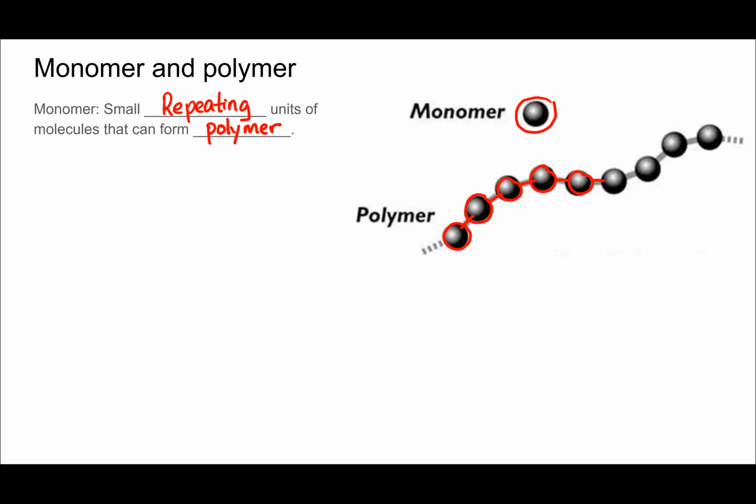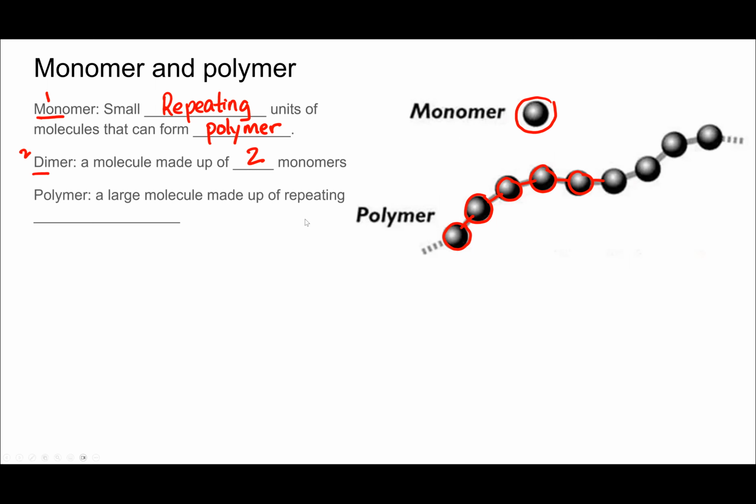Next, if you have two monomers connected with one another, that will be called a dimer. Di means two, right? Mono means one. So a dimer is made out of two monomers. If you have multiple monomers connected together, you're going to form a polymer. A polymer, by definition, is a large molecule made out of repeating monomers. Many organic molecules are polymers made out of monomers connected by a specific type of covalent bond.